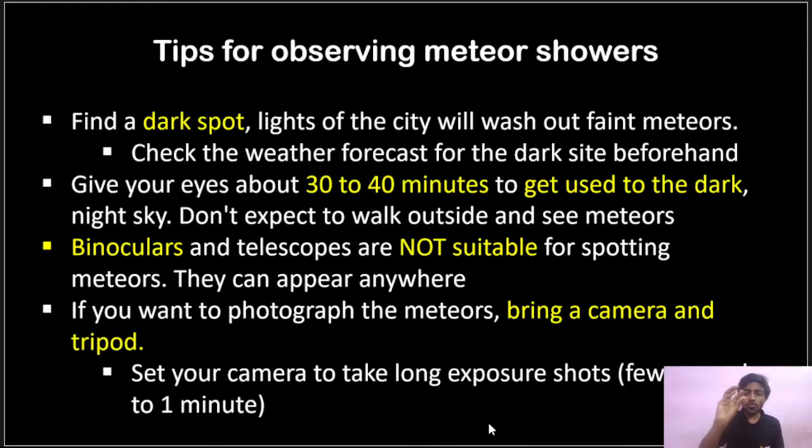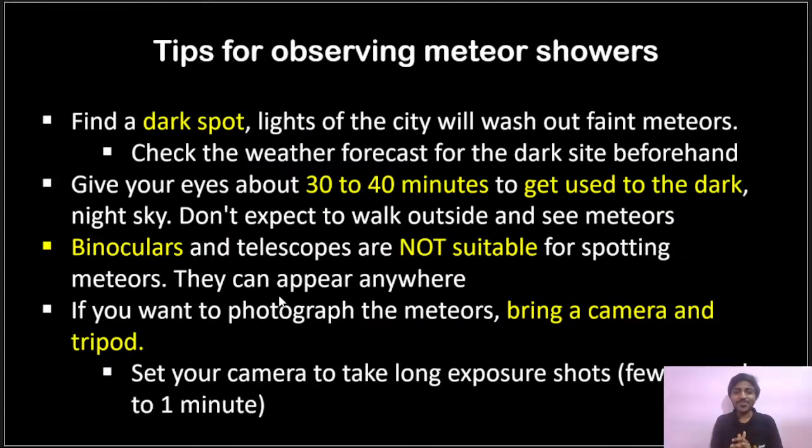If you are using a telescope, it can focus on a very small area. And also these objects are really fast, so you won't be able to follow them using binoculars or telescopes. So the best option is to just go out, lay down a mat, bring some snacks and a blanket with you, lie down on the ground, look towards the sky, and try to spot as many meteors as you can.